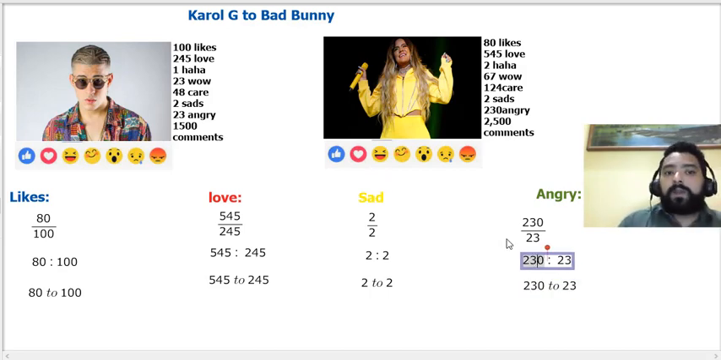Even if you want, you can compare the reactions of Bad Bunny to Karol G. In this case, the antecedent is going to be Bad Bunny, and the consequent will be Karol G. So basically, this is a ratio: when you compare two quantities.